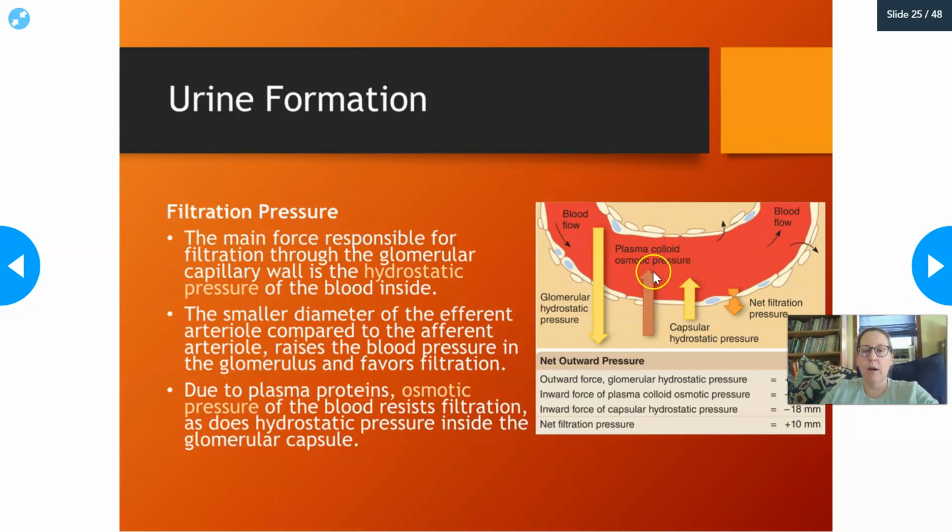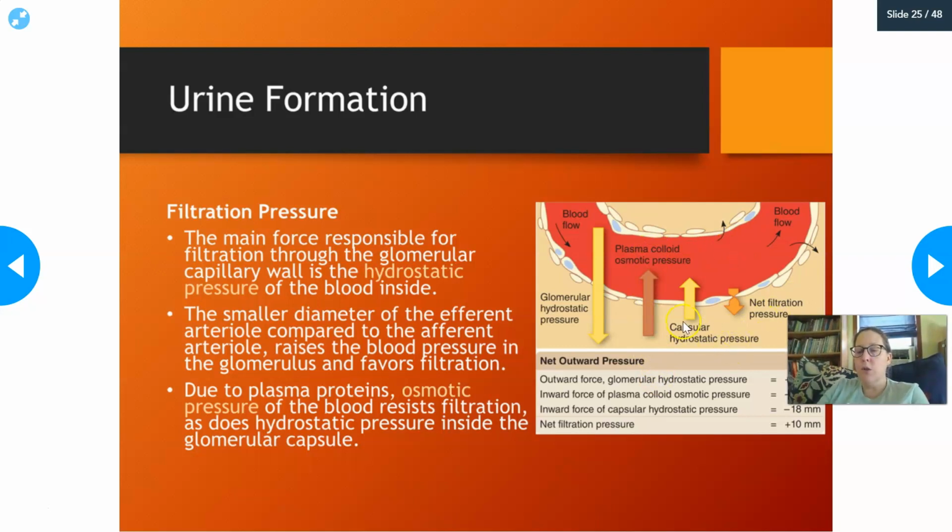And so they're illustrated here. We have the hydrostatic pressure from that diameter difference between the two ends of this capillary, which is going to push fluid out into the glomerular capsule. But then because that fluid leaves and the protein is left behind, you have that osmotic pressure that's rising. It will pull water back to itself, so it will be pulling fluid back up into the blood.